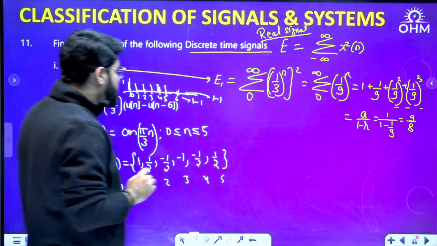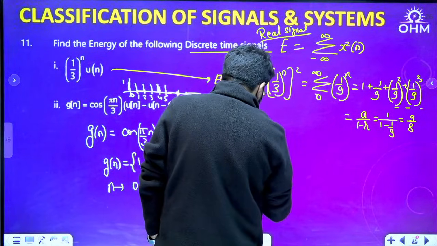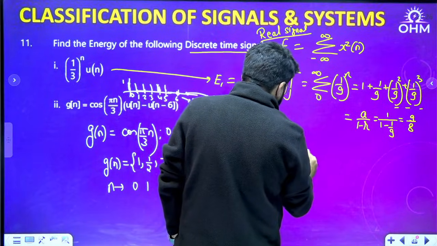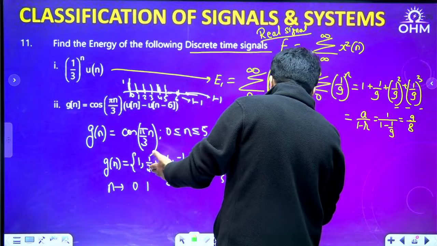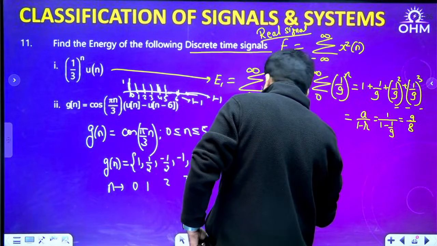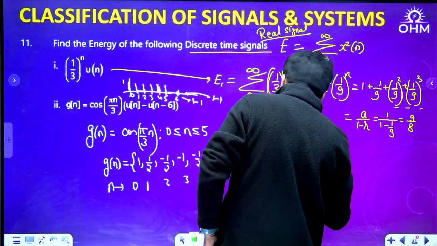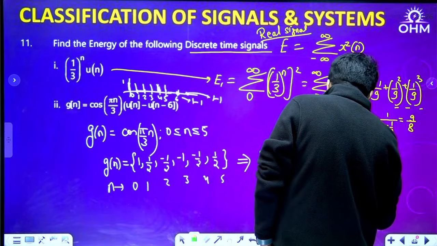These are the values of Gn, and then what is the energy E2? The energy E2, again, is the summation of the square of the signal. So very simply, just have to take the square. 1 square, 1. 1 by 2 square, 1 by 4. Minus 1 by 2 square, also 1 by 4. Minus 1 square, plus 1 only. Minus 1 by 2 square, plus 1 by 4. 1 by 2 square, again 1 by 4.